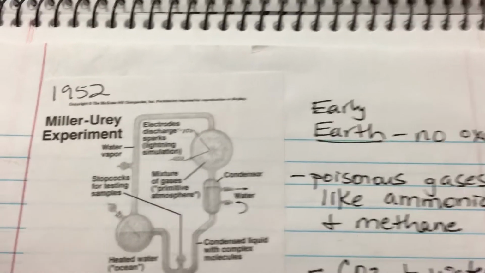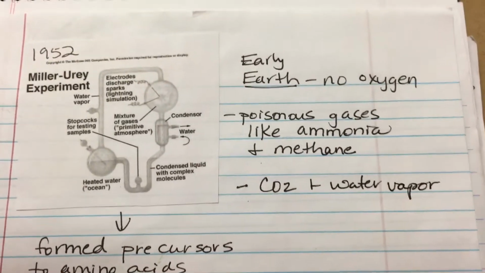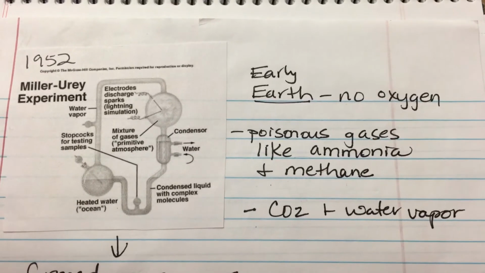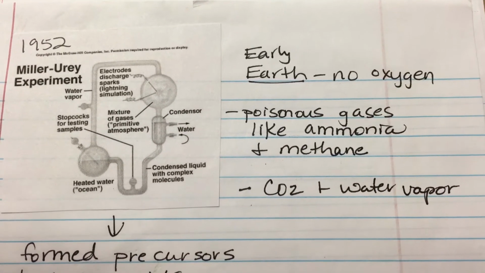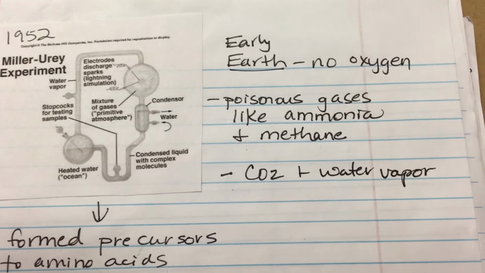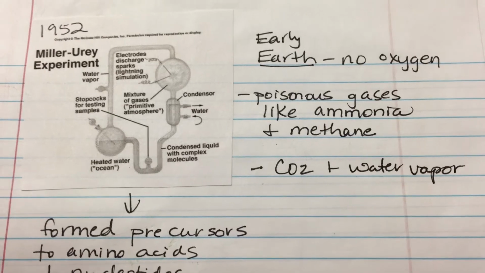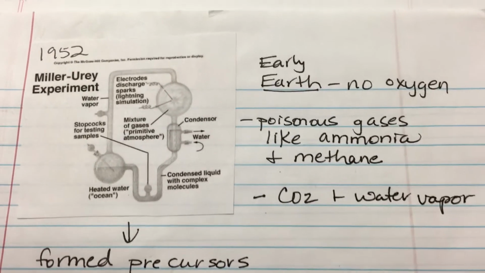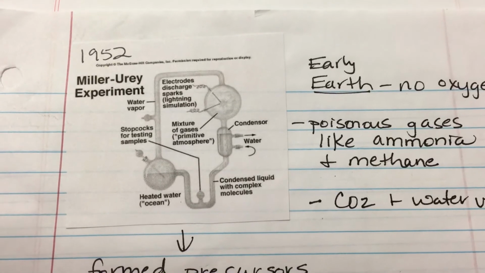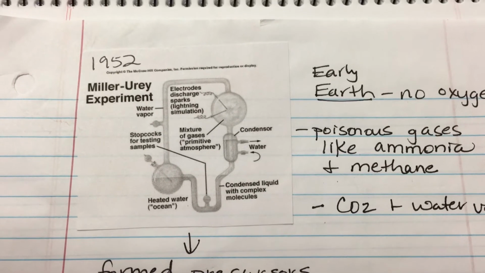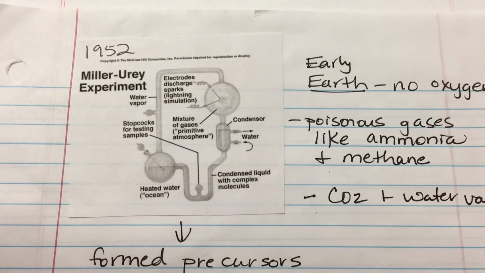So again, these guys wanted to see if it was feasible for life to develop on Earth using this organic soup model, which basically stated that in the air there were poisonous gases like ammonia and methane, and there was no oxygen, plenty of CO2, plenty of water vapor, hot steamy seas, remnants of the Big Bang explosion, and lightning storms, which would release electrical sparks.